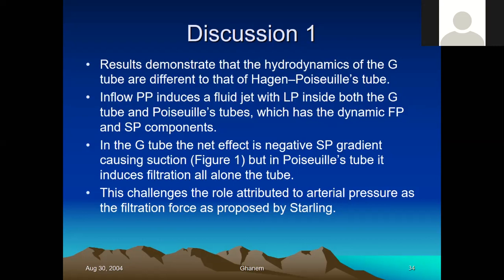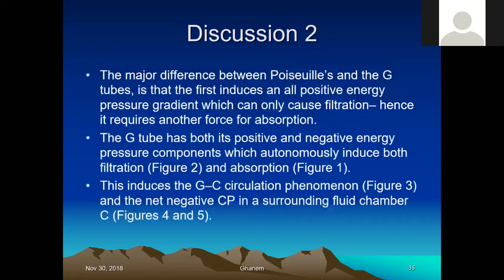The major difference between Poiseuille's tube and the G-tube is that the first induces all positive energy pressure gradient, which can only cause filtration. Hence, it requires another force for reabsorption. The G-tube has both positive and negative pressure components, which autonomously induce both filtration, as shown in figure 2, and absorption, shown in figure 1.